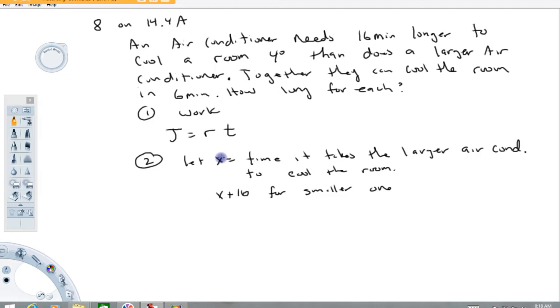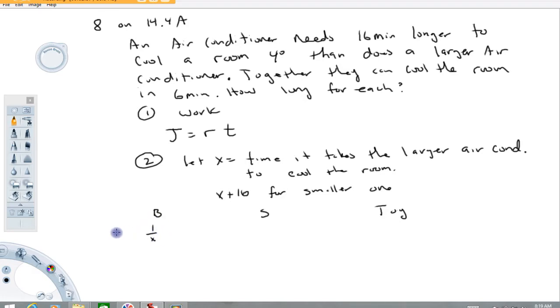All right, now, these are times, not rates. So I've got the big air conditioner and the smaller one. Actually, let me do this. Big, smaller, and over here we'll say together. So if the big air conditioner can cool a room in X time, then its rate is 1 over X. That would have units of room, like rooms cooled per minute or something.